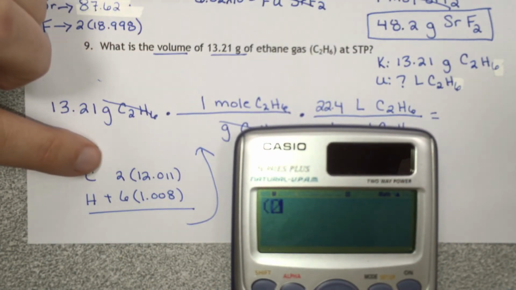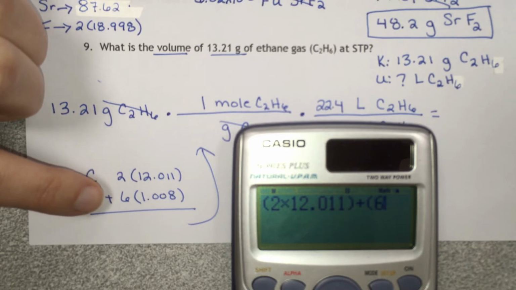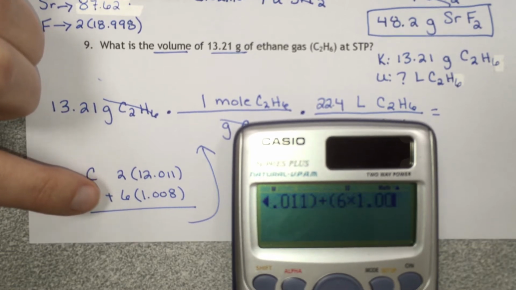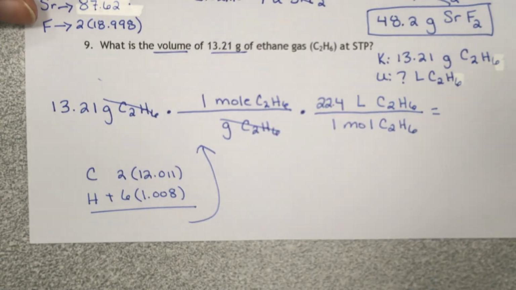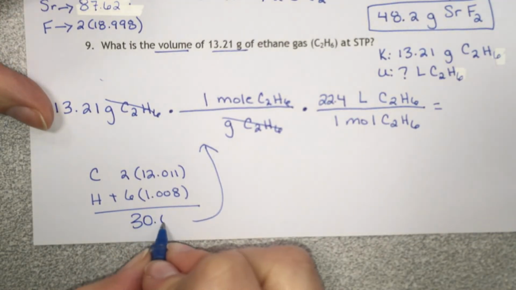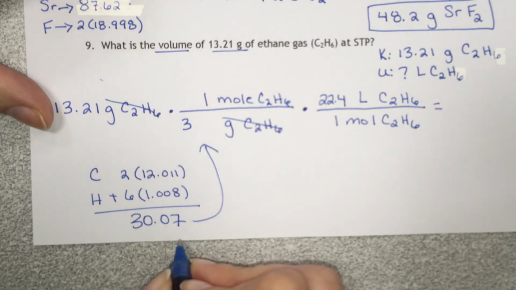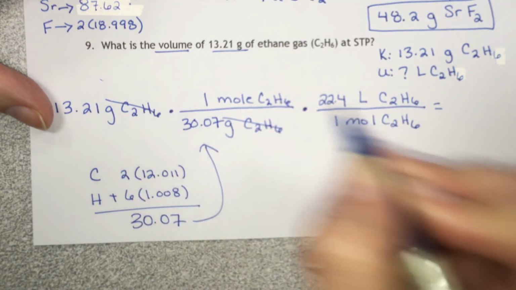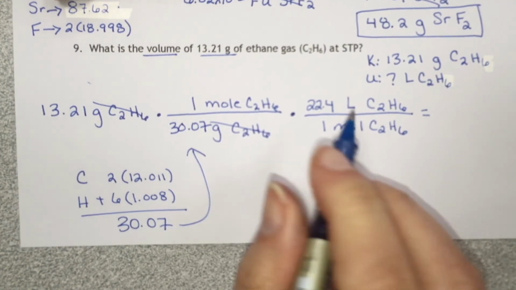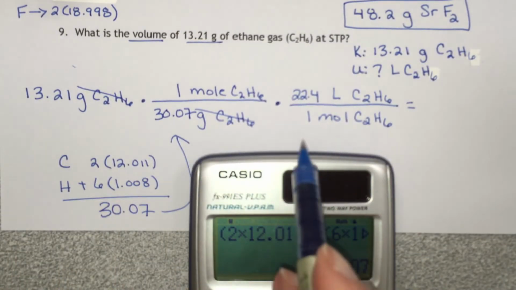Okay, so 2 times 12.011 plus 6 times 1.008, 30.07. So we will plug, yeah, whatever, we'll leave it. 30.07. Okay, so we are done filling this in.